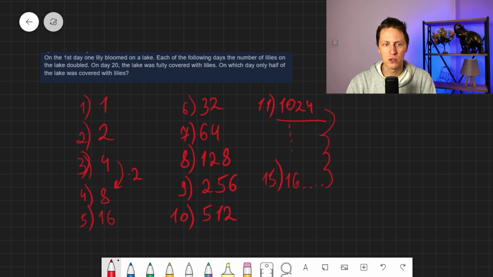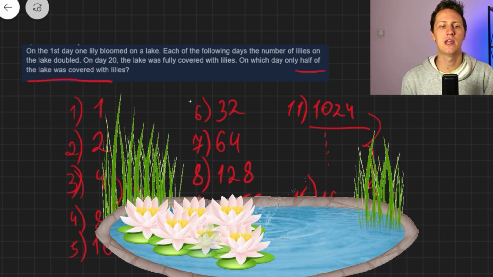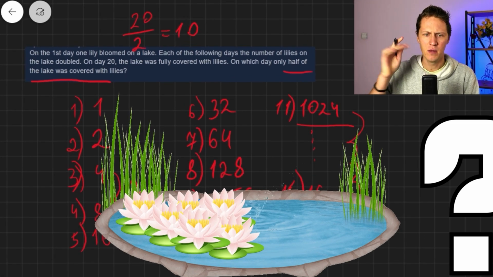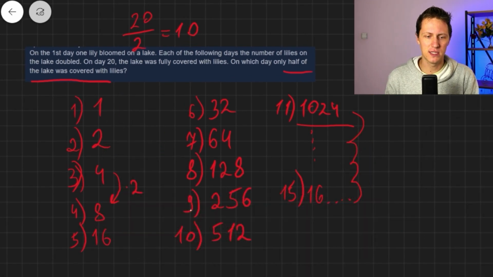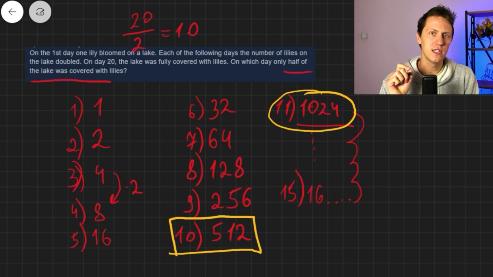So your second intuition would be just dividing day 20 by 2, because on which day is half of the lake going to be covered with lilies? So probably if we have day 20 as the last day, then probably we're going to have day 10 as the half day or something like that. But we already see that on day 10 we had 512 lilies. So this means that if this is half the lake, then the full lake is going to be covered by day 11. And this is where you see the idea of the task for the first time.